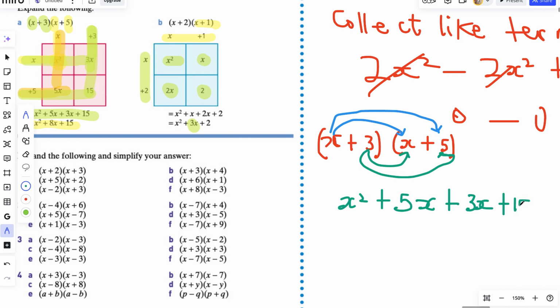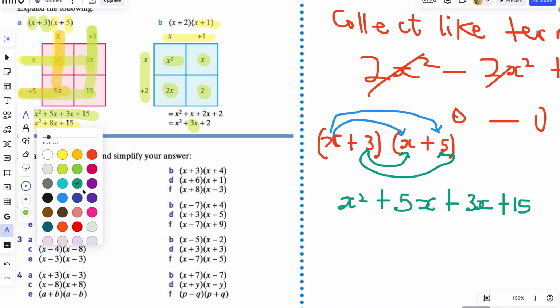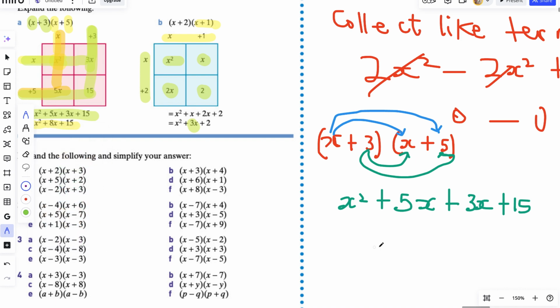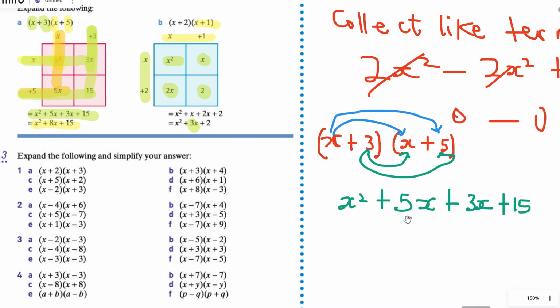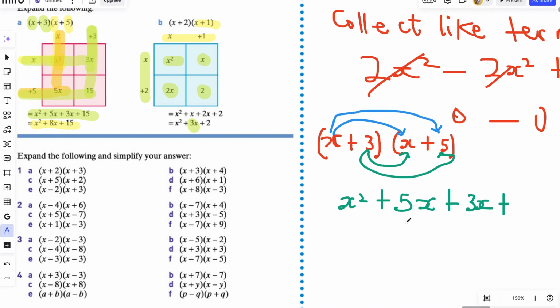Now we collect like terms. The only like terms for us to collect in this multiplication or expansion, whatever you want to call it, is this one, because they both have x. Both variables have numbers. So we add this and this together. That's the only thing left for us to do.